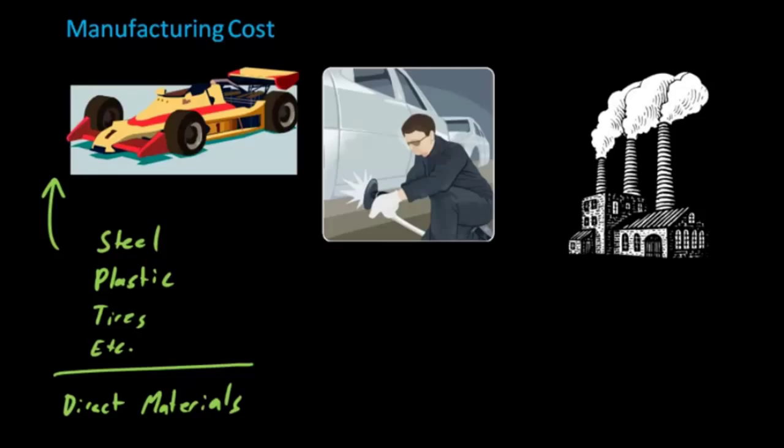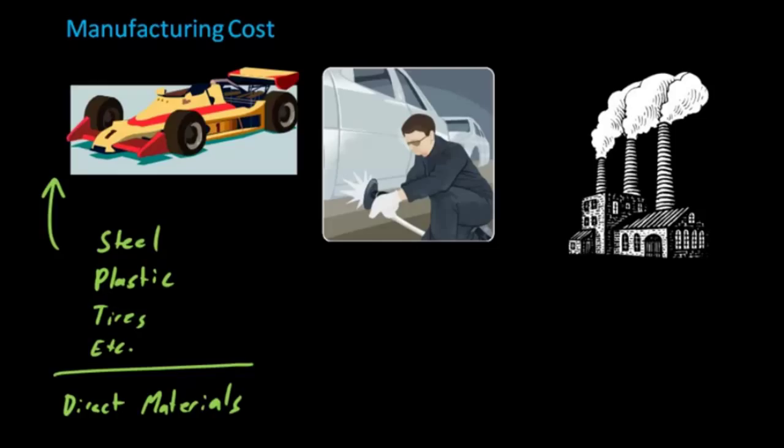Now some of this is really obvious. To produce this race car, we'll need something like steel, we'll need plastic, we'll need tires, and probably a lot of other stuff you can think of. I'll just put etc. But all these things are directly related to the car, the materials that are directly tied to the car. And so we'll call all this stuff direct materials. So the cost of all of our direct materials are obviously part of the cost of the car.